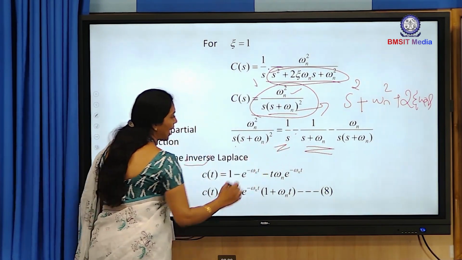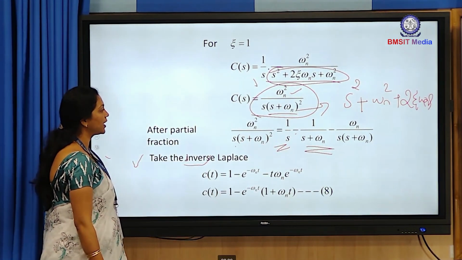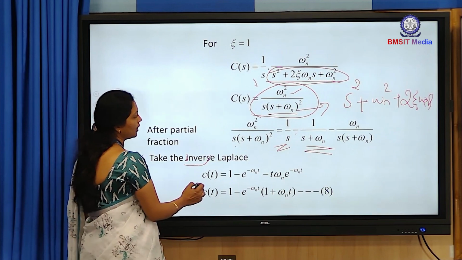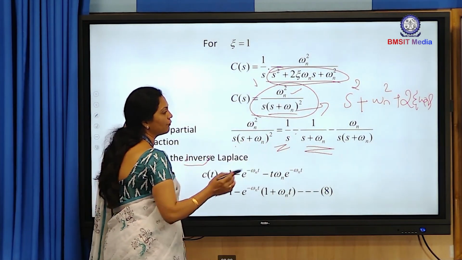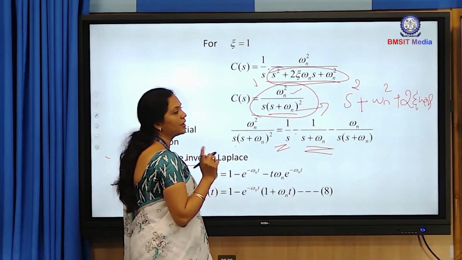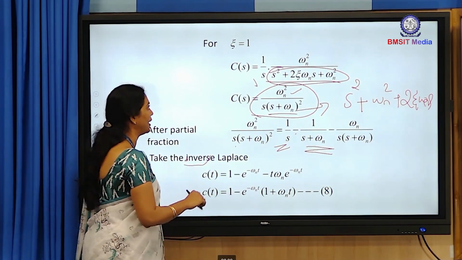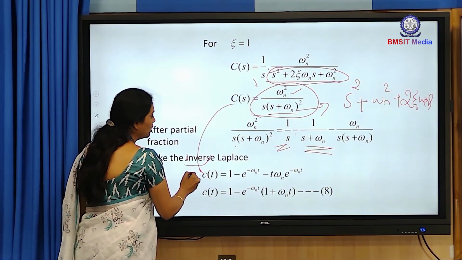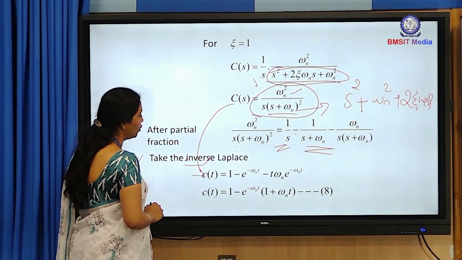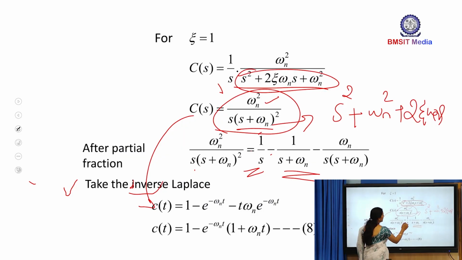Now what I do? I take the Laplace transform for this particular equation. So your S domain will now be converted into what type of domain? From the S domain it will be converted back into the time domain. So what will be C of s now? C of s will be converted back into C of t. Then the inverse Laplace transform of 1 by s is equivalent to 1.